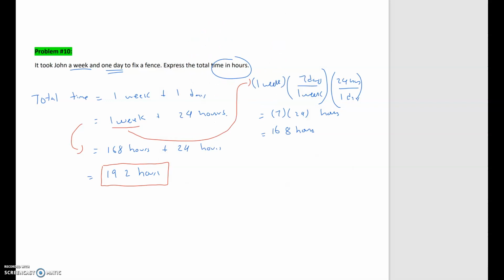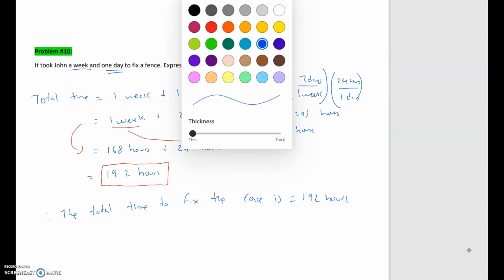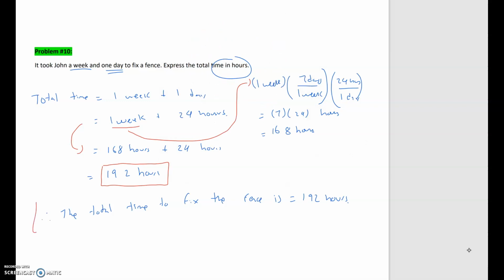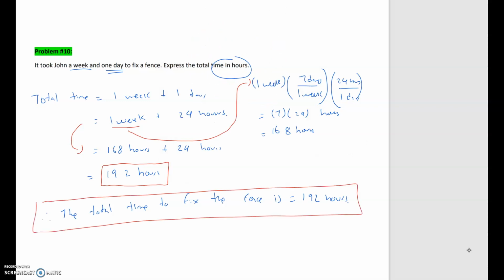And let me just say that the total time to fix the fence is equal to 192 hours. Okay, that's actually it for this one.